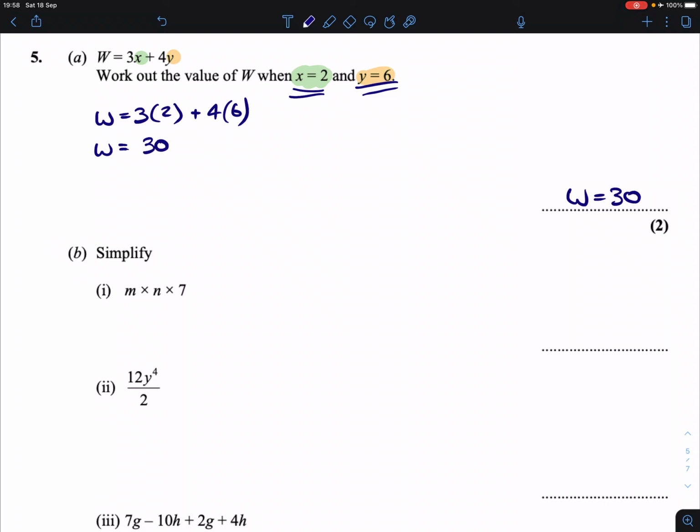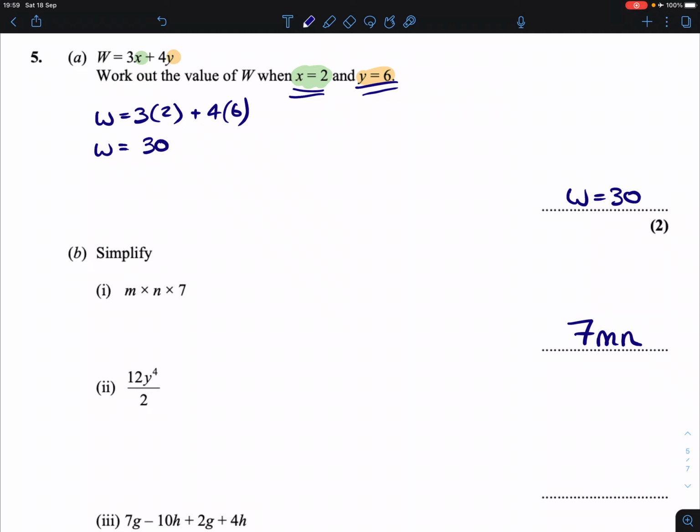Part B, simplify m times n times 7. Whenever you're multiplying terms together and you have numbers and different letters, they cannot mix with one another, so all you can do is write them stuck together. So you would need to write it as 7mn in order to get the marks. If you had m and n the other way around, that wouldn't matter. And even technically, if you had mn7, that would be okay, but you should write a number first, followed by the letters in alphabetical order.